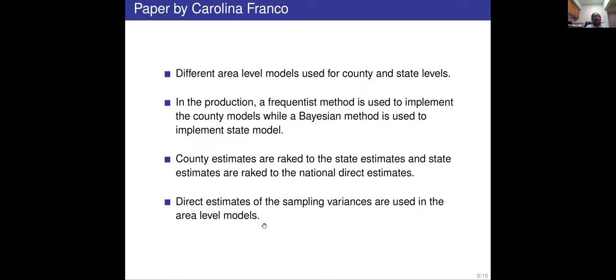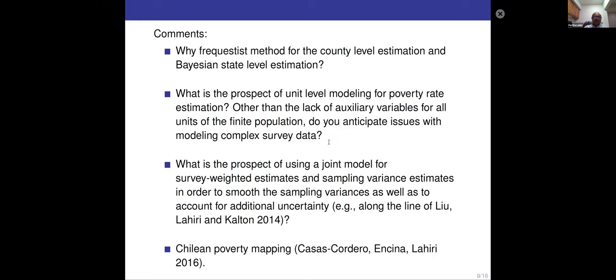County estimates are raked to the state estimates, and state estimates are raked to the national direct estimates. So we have some kind of data consistency, and it could probably bring some robustness into the procedure. Direct estimates of sampling variances are used in area level models. So these are some of the features that I can capture. I have some comments. You'll always have some comments, and I have some here. Why a frequentist method for the county level estimation and a Bayesian method for state level estimation? That's one question I have.